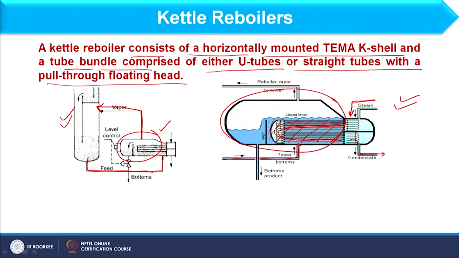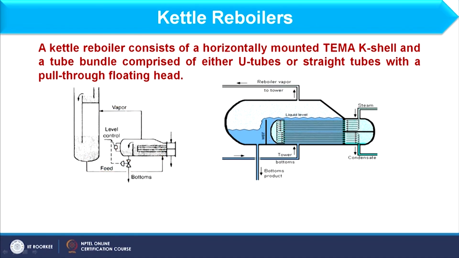Here you can visualize that the shape of the shell is totally different from what we use in either a condenser or a normal shell and tube heat exchanger. The reason behind this is that when the liquid enters, the complete bundle is submerged in the liquid, and after that when heat transfer takes place from steam to liquid, vapor formation takes place.